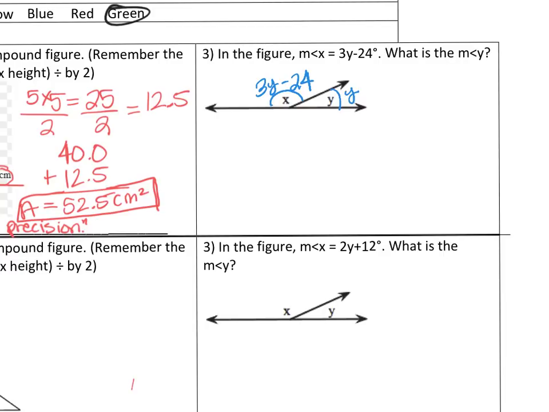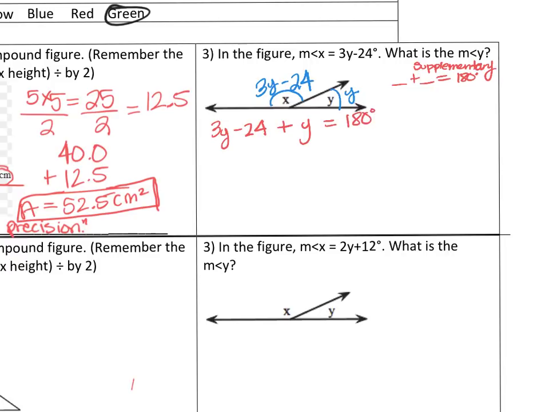Now, we know that these are supplementary angles. You can write it really small somewhere. Supplementary. And supplementary angles are angles that add up to equal 180. So they're angles that add up to equal 180 degrees. So here our first angle is 3y minus 24. And we have to add the other angle, which is y, and set it equal to 180.